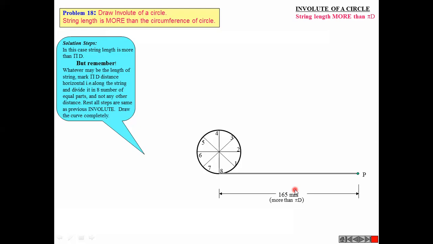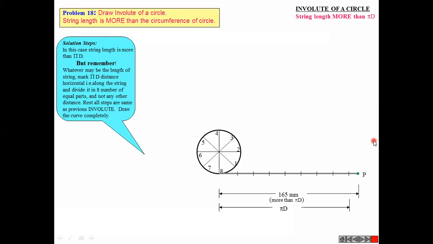For example, when the string length is equal to the perimeter, there won't be any string length separately given. But if it is more than or less than the circumference of the circle, then it will be given. In this case, say for example, it is given as 165 mm. So draw that. Then we will draw one more line. We will mark one more line that is equal to the perimeter. Fine. And we will divide that into 8 equal parts.